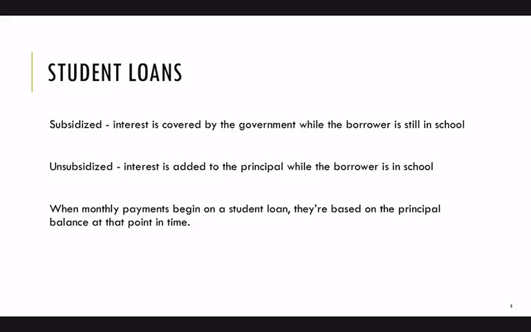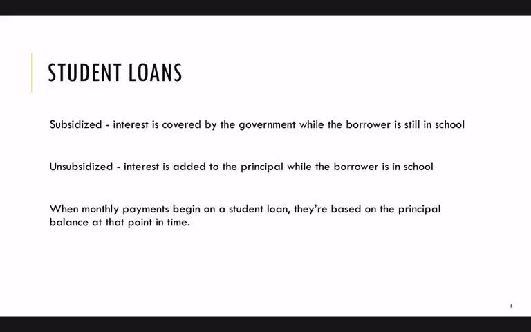Two other key terms necessary to understand student loans and how interest works would be subsidized and unsubsidized. A subsidized loan is one in which the interest is covered by the government while the borrower is still in school. So they're actually paying off that interest so that it's not accumulating by the time you graduate. And unsubsidized interest is added to the principal while the borrower is in school. Undergraduate loans would more commonly be subsidized, although they can be unsubsidized depending on the loan, and oftentimes graduate loans may be unsubsidized. Those do accumulate interest.